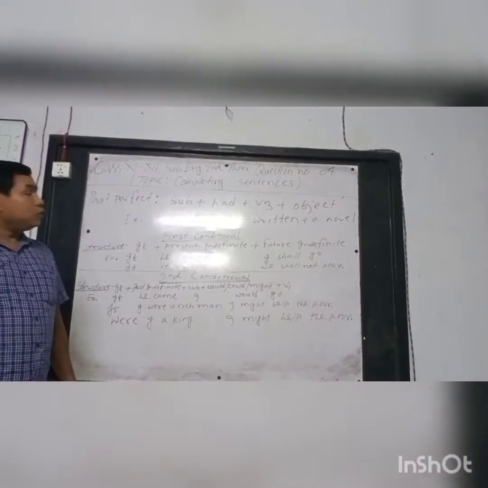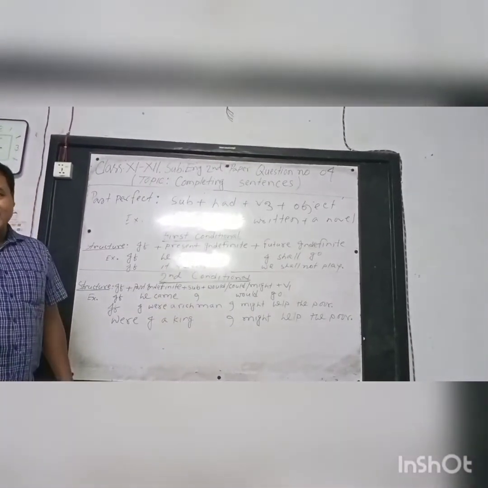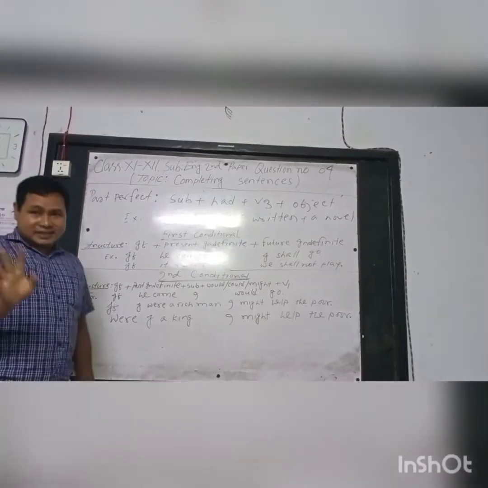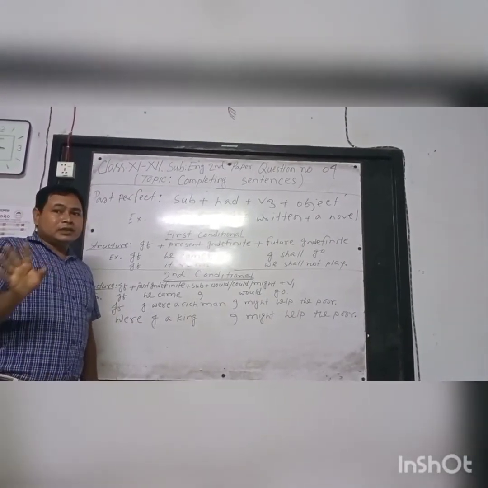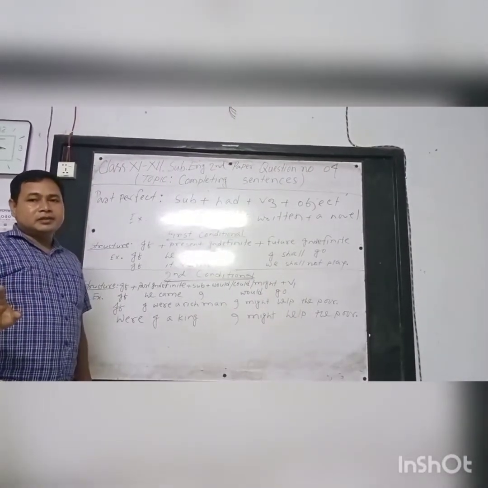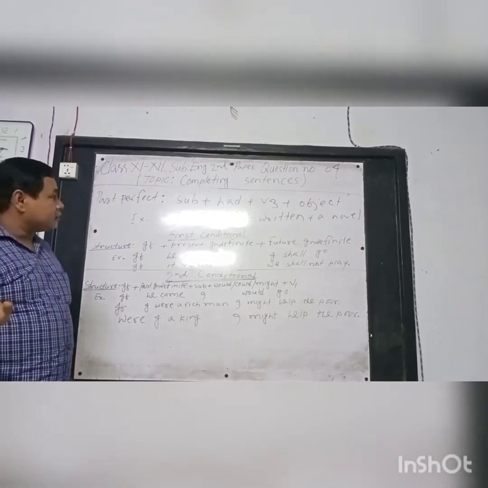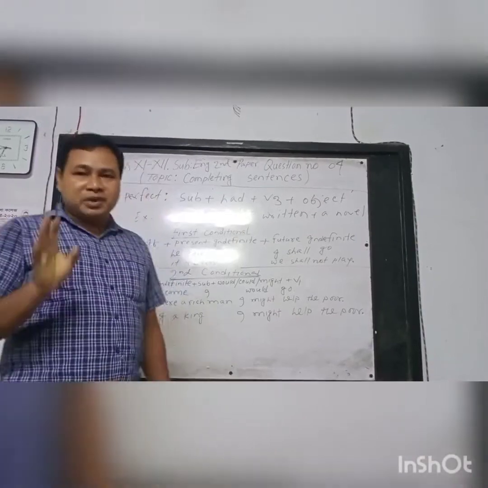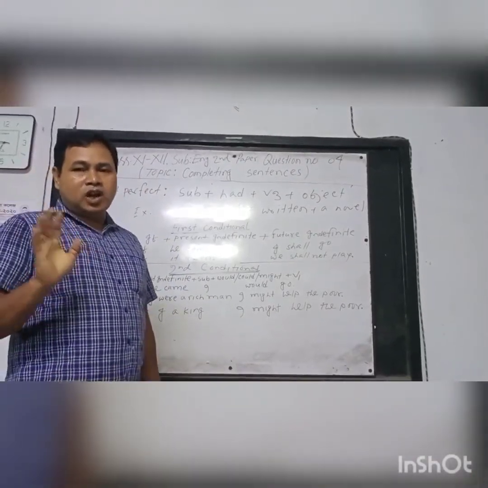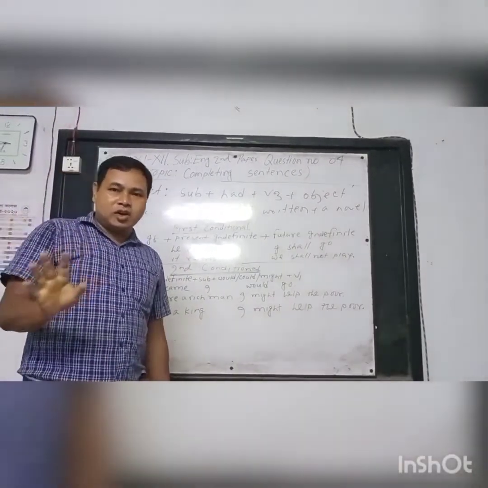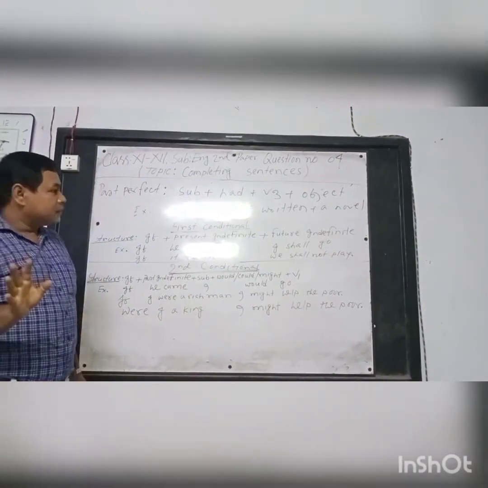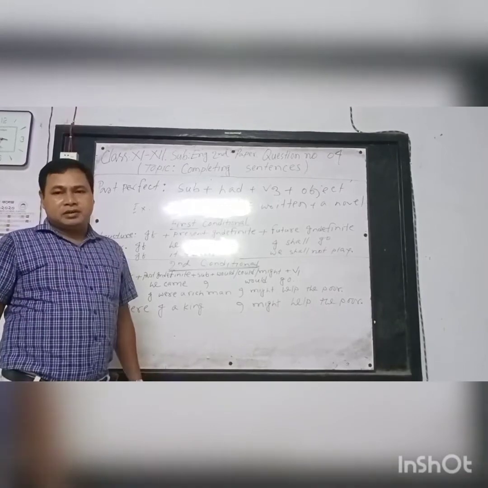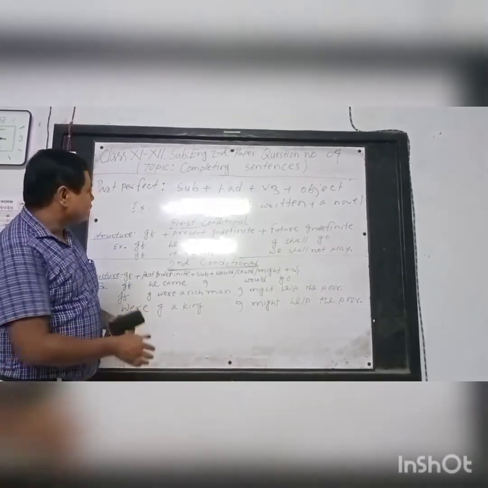Now is it clear to you? The structure of present indefinite, then past indefinite, then past perfect, and what is V1, V2, V3? I hope that all of you are clear. Is there any confusion? If there is any confusion, you can ask me any question. I will make it clear.